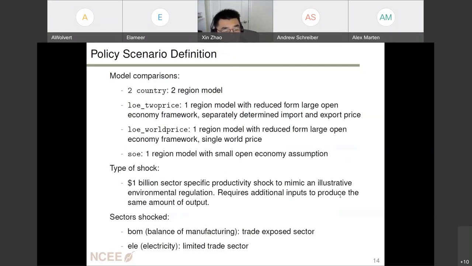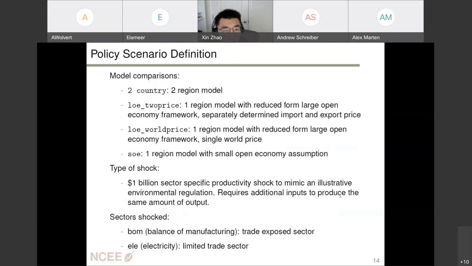So we have four different model comparisons that we do. We have a two-country model, which again we regard as truth. I mean, this is a simplified static international framework, so it's up for debate whether or not it's truth. But in this sort of laboratory setting that we find ourselves in, it's what we are regarding as truth. We have two different ways that we represent the reduced form large open economy assumption.